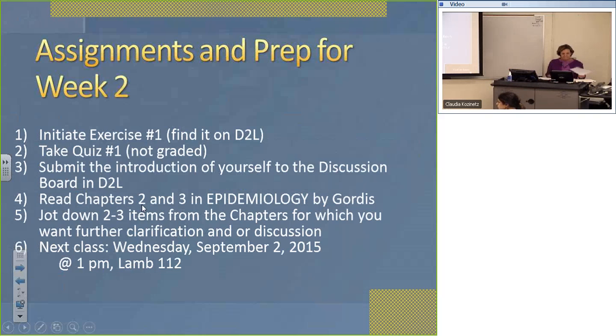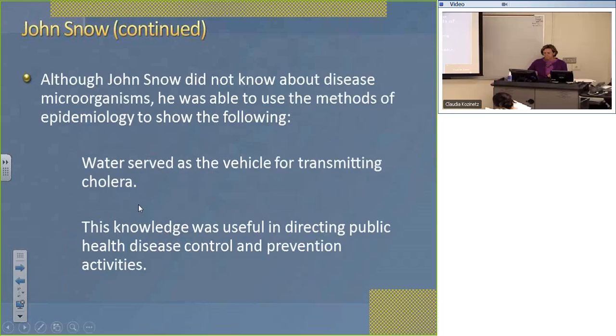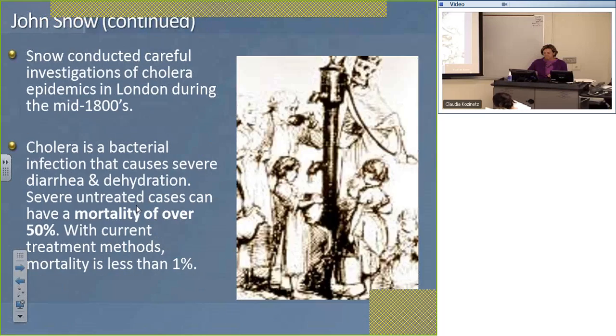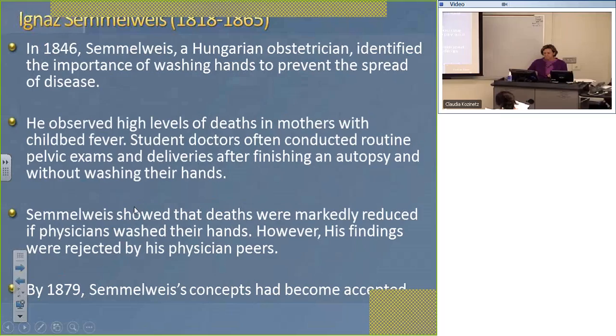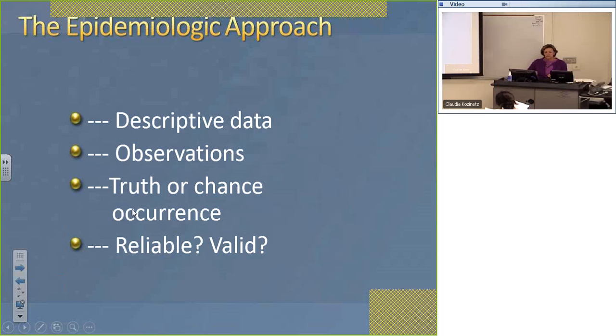Yes? I have a question. On the previous slide, there was something that said the functions were descriptive data, observation, and then is it truth or transference? Are those specific orders, or are they just outlines? Wouldn't you do your observations before your data? Right. There was no order to that. No 1, 2, or 3. Okay. Great question. Thank you.